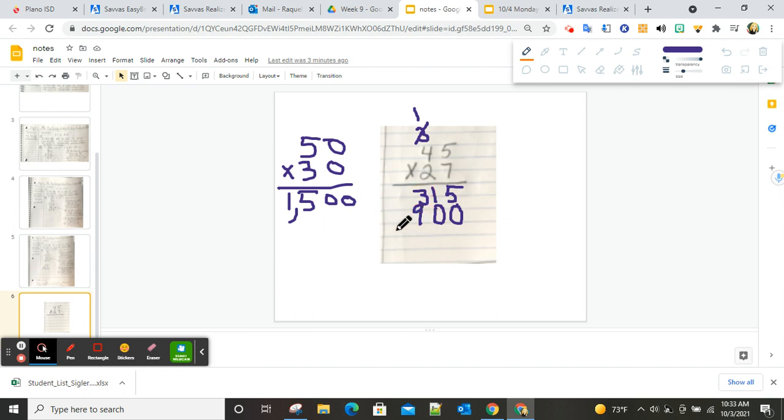So now I have my two partial products that I am going to add. 5 plus 0 is 5. 1 plus 0 is 1. 3 plus 9 is 12. So the answer that I got was 1,215. And that is pretty close to 1,500, especially when I think about that I had 45, which is the midpoint between 40 and 50.